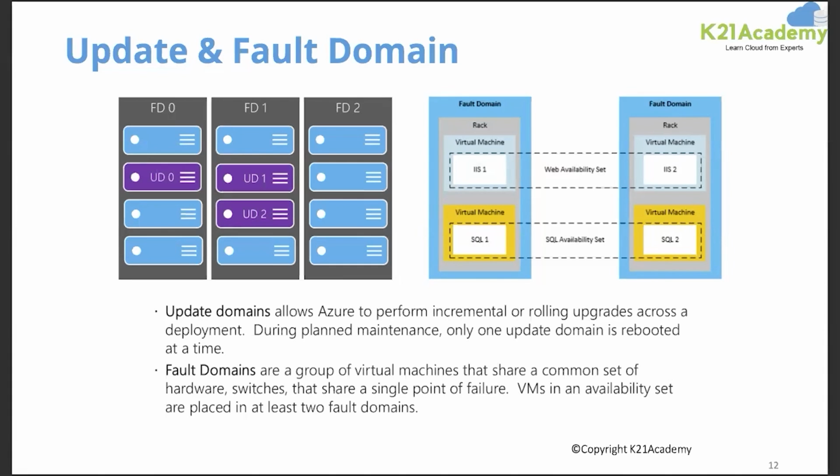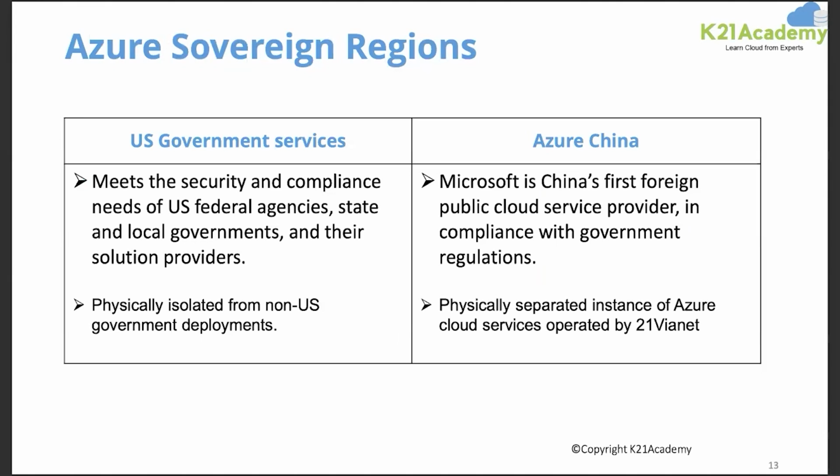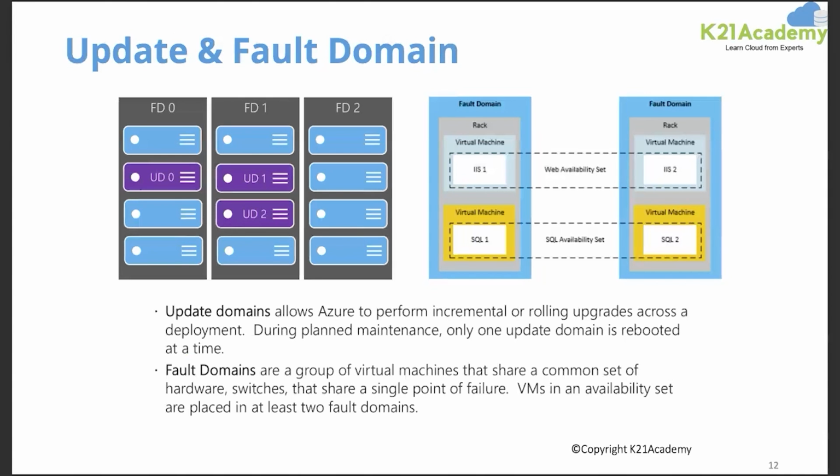So fault domain, update domain, availability zone, region pairing are some of the options provided in Microsoft Azure, which help you protect your services and data and keep your application infrastructure up and running. You can design your solution according to the SLA required for the environment. Let me know if you have any queries or questions before moving to the region-related discussion.